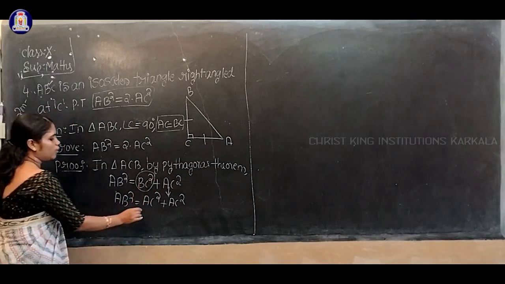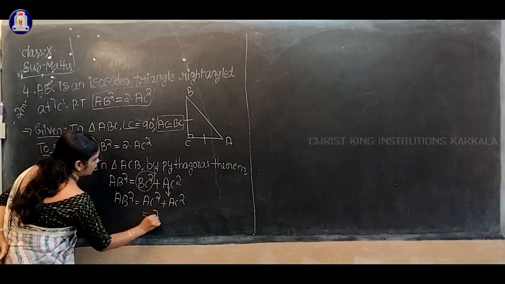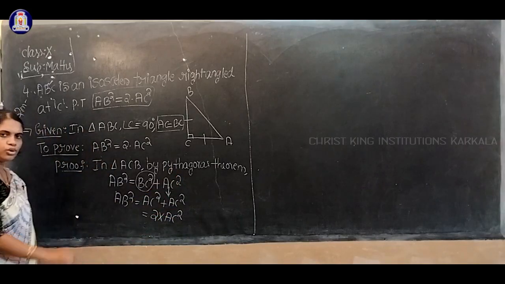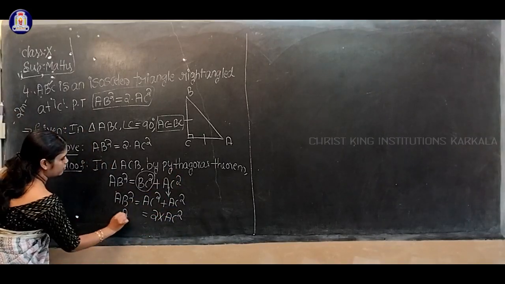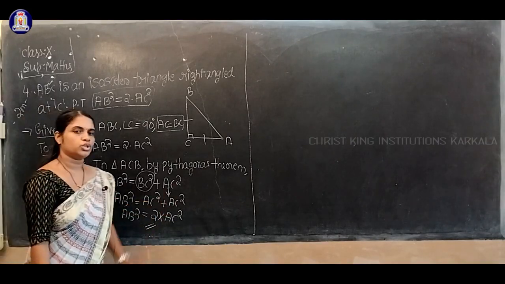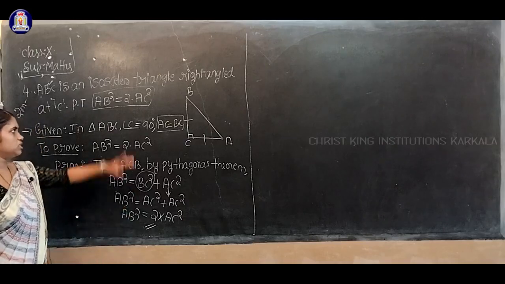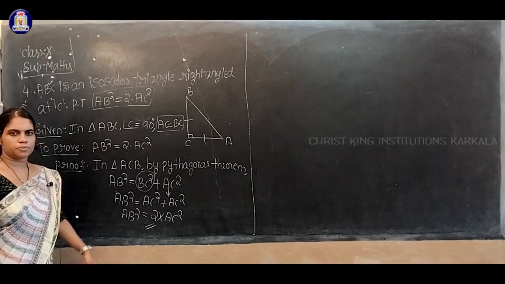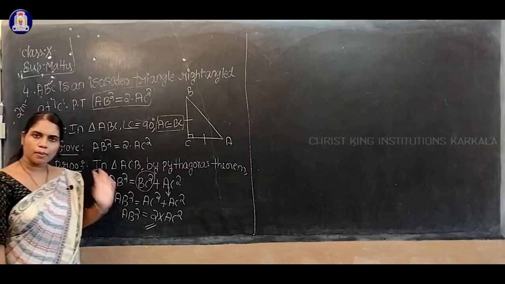So now AC square plus AC square, 2 times repeated, so it will become 2 into AC square. Left hand side is AB square. So therefore AB square equal to 2 into AC square. So this is the result we have to prove, isn't it? Simple concept, 2 marks problem and very important problem.